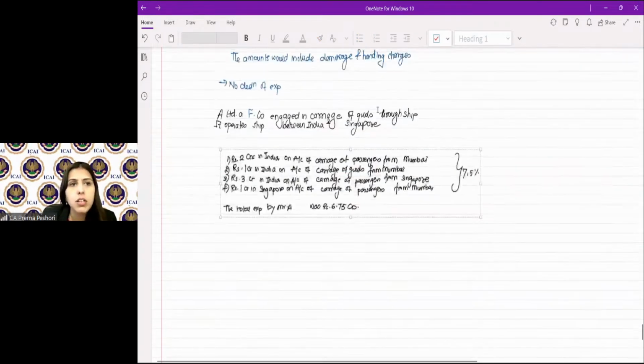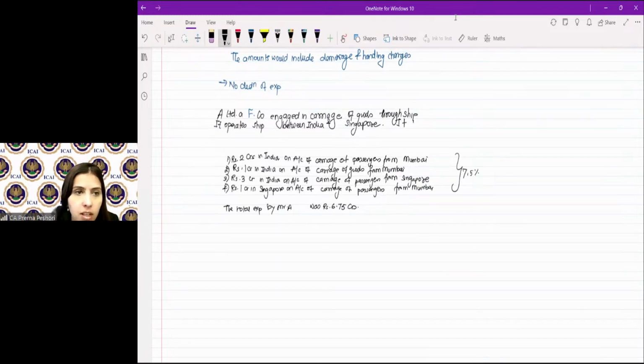Yes. So it operates the ship between India and Singapore, and it has received the following amounts. You can first write down, it has operated the ship. It is engaged in the carriage of goods shipped at Mumbai port. It has received the following amounts. 2 crores in India on account of carriage of passengers from India. 1 crore on account of carriage of goods from Mumbai. 3 crores in India on account of carriage of passengers from Singapore. 1 crore in Singapore on account of the carriage of passengers from Mumbai, right? And the expenditure was 6.75 crore.